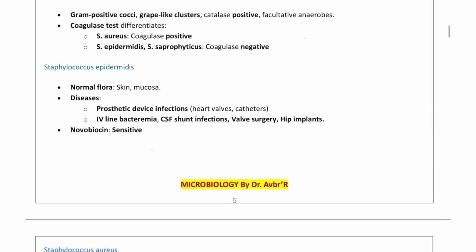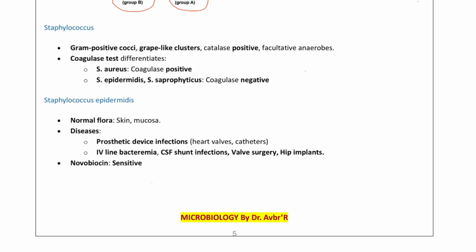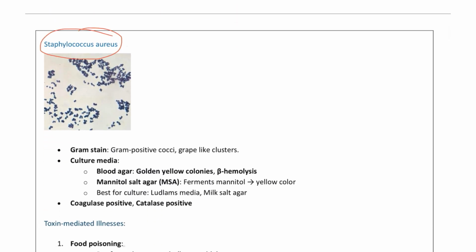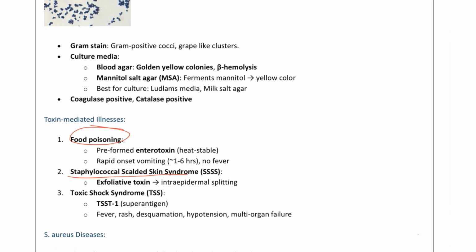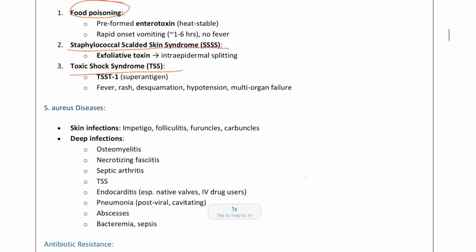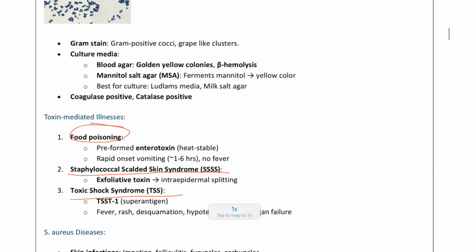Next, coming to the organisms that cause most of the conditions we discussed. Staphylococcus epidermidis is going to cause prosthetic device infections, IV line bacteremia, CSF shunt infections, valve surgeries, hip implants. Okay, Staphylococcus aureus. This is the common infection that we see, right? Food poisoning, scalded skin syndrome, toxic shock syndrome, skin infections like impetigo, folliculitis, furuncles, carbuncles, and deep infections like osteomyelitis, necrotizing fasciitis, septic arthritis, endocarditis, pneumonia, abscesses, bacteremia. All this will be seen with Staphylococcus aureus.